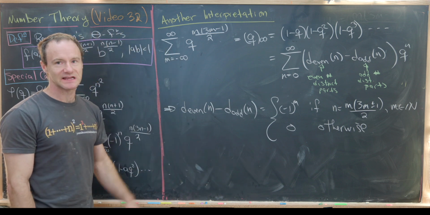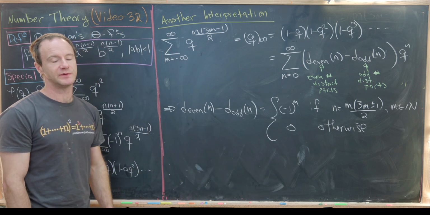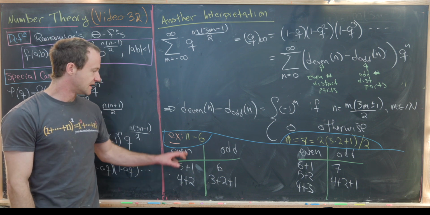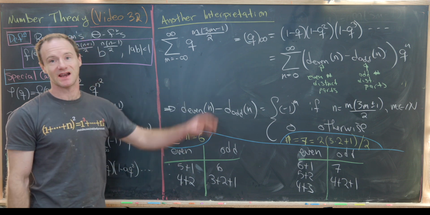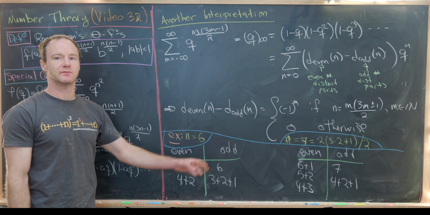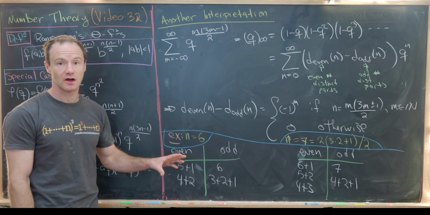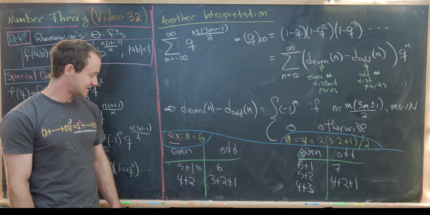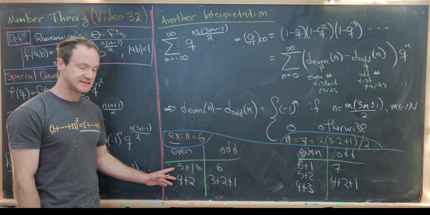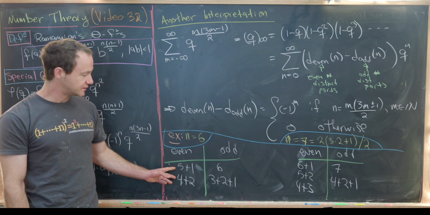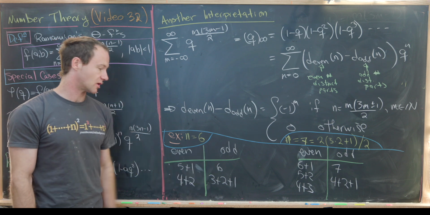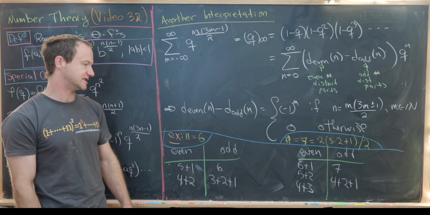Okay, so let's get an example on the board that we'll look at, and then we'll be done. Okay, so here are two examples to finish this video off. That's if n equals 6, which is not a pentagonal number. So these two numbers of partitions should be the same, and they are. So notice if we partition 6 into an even number of distinct parts, there are 2 such partitions. An odd number of distinct parts, there are 2 such partitions. 2 minus 2 is 0.